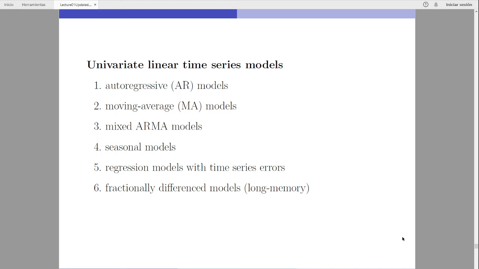First one, autoregressive models. Second one, moving average models. Third one, ARMA models, which basically are a linear combination of both, or some type of combination in which you can get the best of both worlds. Then you have seasonal models, regression models with errors, and then fractional difference models. I don't know if we will have time for that, but those are really interesting because they have really long memory.